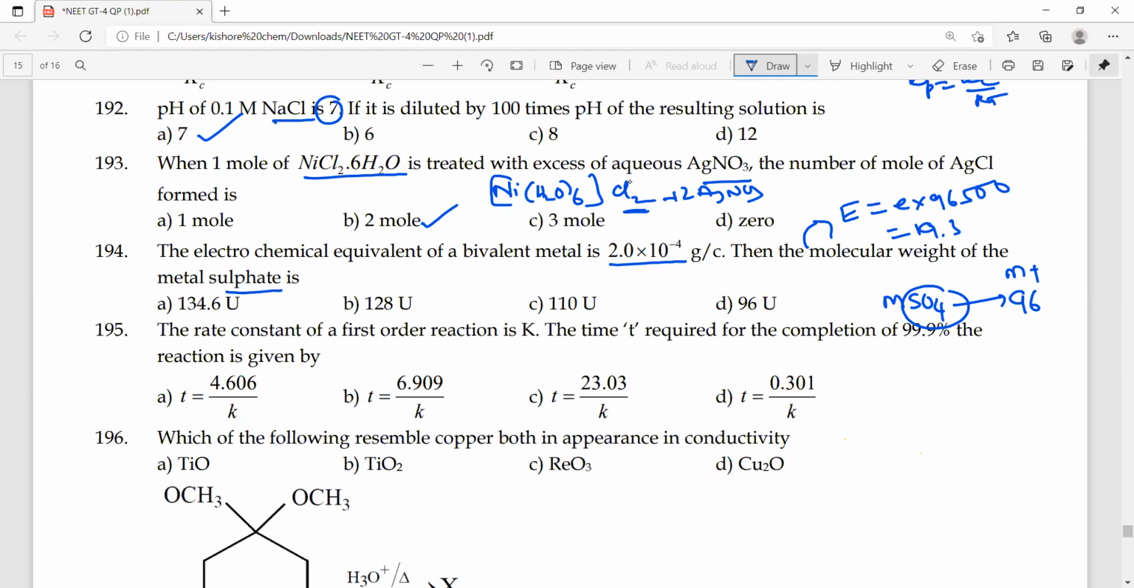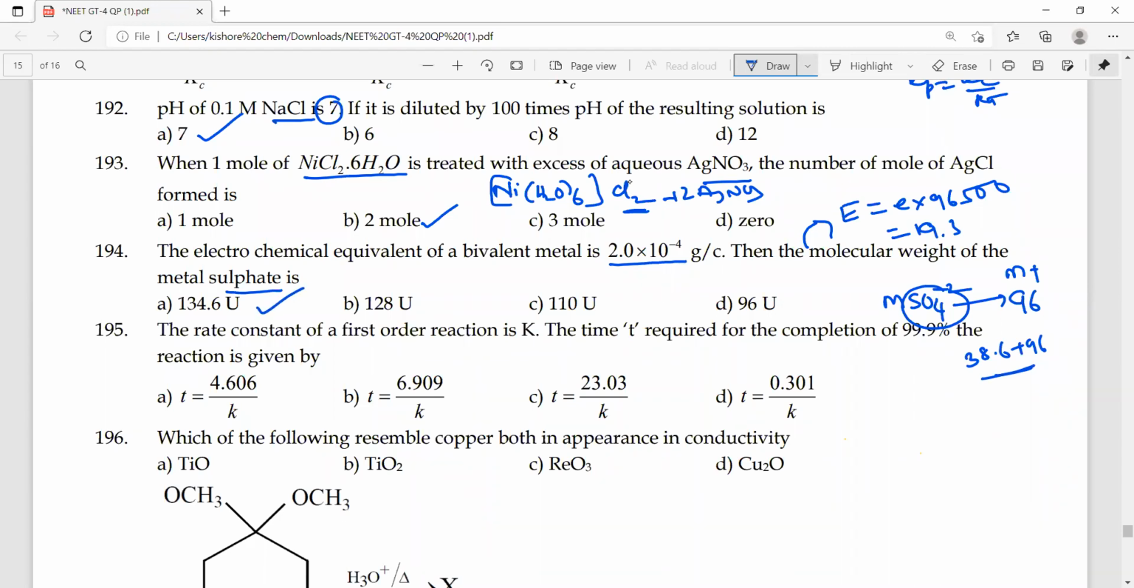In metal sulfate, the sulfate oxidation state is 2 and the metal oxidation state is also 2. So molecular weight is equal to equivalent weight into 2. Equivalent weight into 2 means 19.3 into 2, which is 38.6. So the metal is 38.6 plus 96. Add this, you get 134.